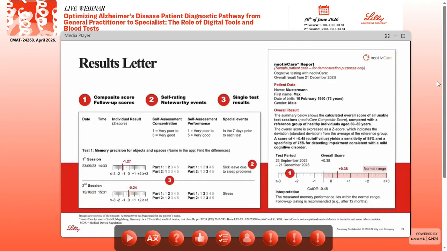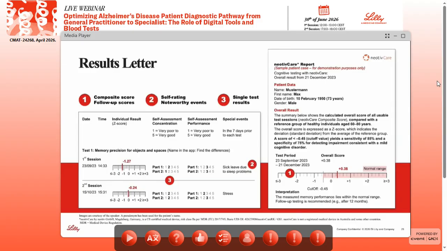This is an overview of the findings letter. If you focus on the right side first, you have the patient information, and then the app basically calculates a composite score. The composite score is displayed on a ruler. There is a cutoff for normal and below normal performance. And if the patient's score is below normal, then you would suspect mild cognitive impairment.